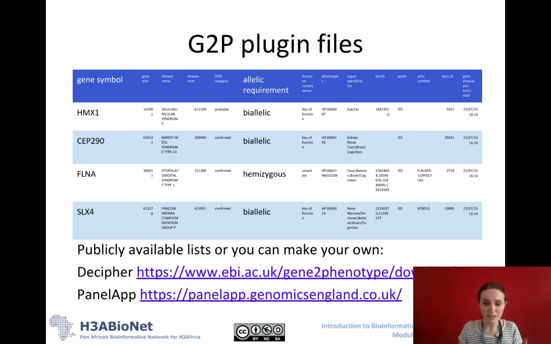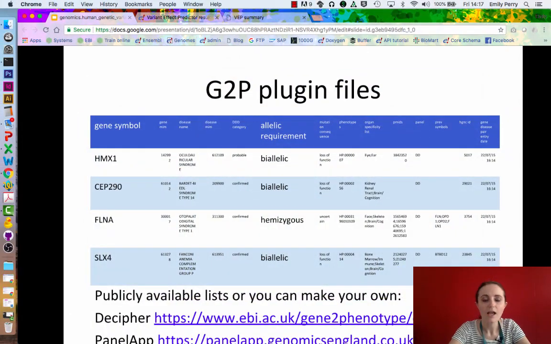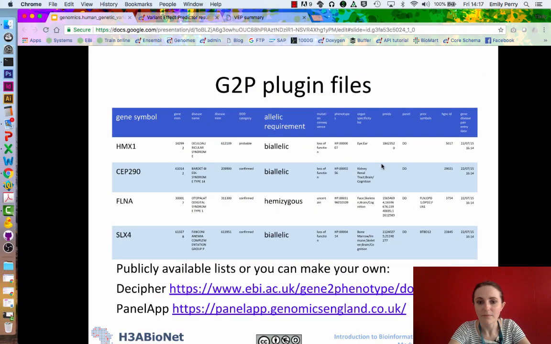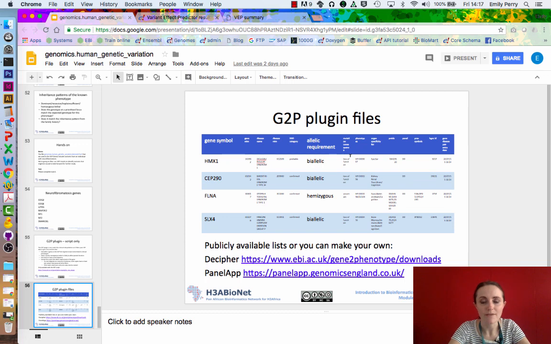These are the publicly available lists, the DECIPHER project and PanelApp. PanelApp was produced by Genomics England, and DECIPHER comes from the DDD project, which again focused mainly on European populations and identifying the variants in rare disease. So there is no real African-specific GTP plugin file, but if somebody wanted to make one, that would be a really cool project. And you can make them if you put the right information in.